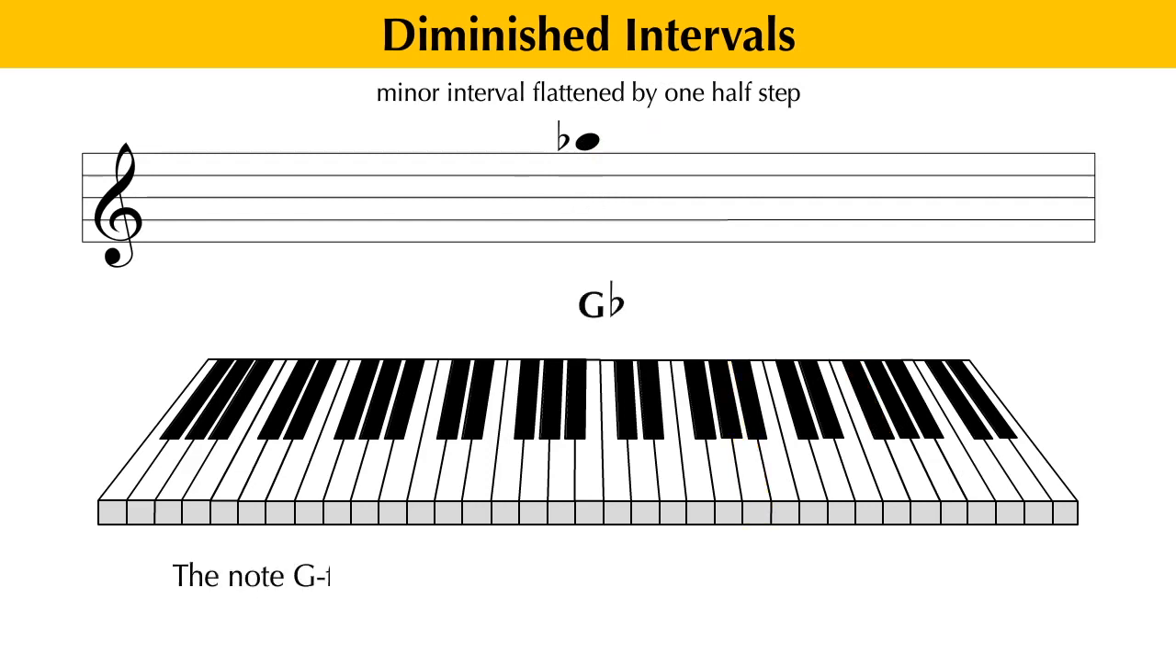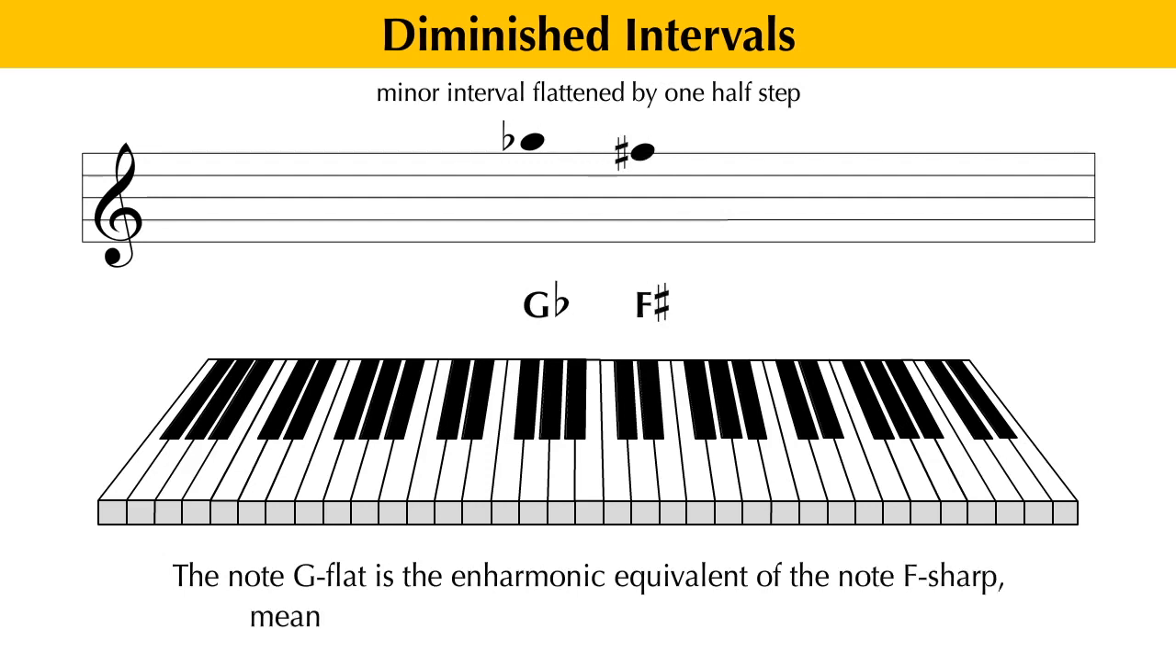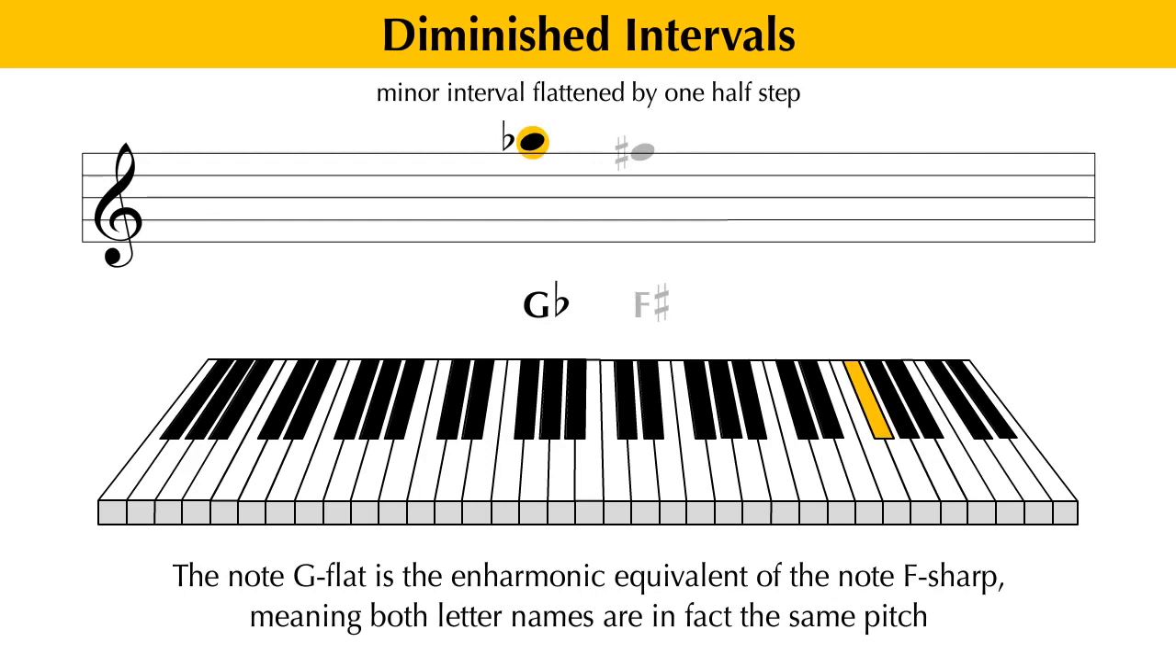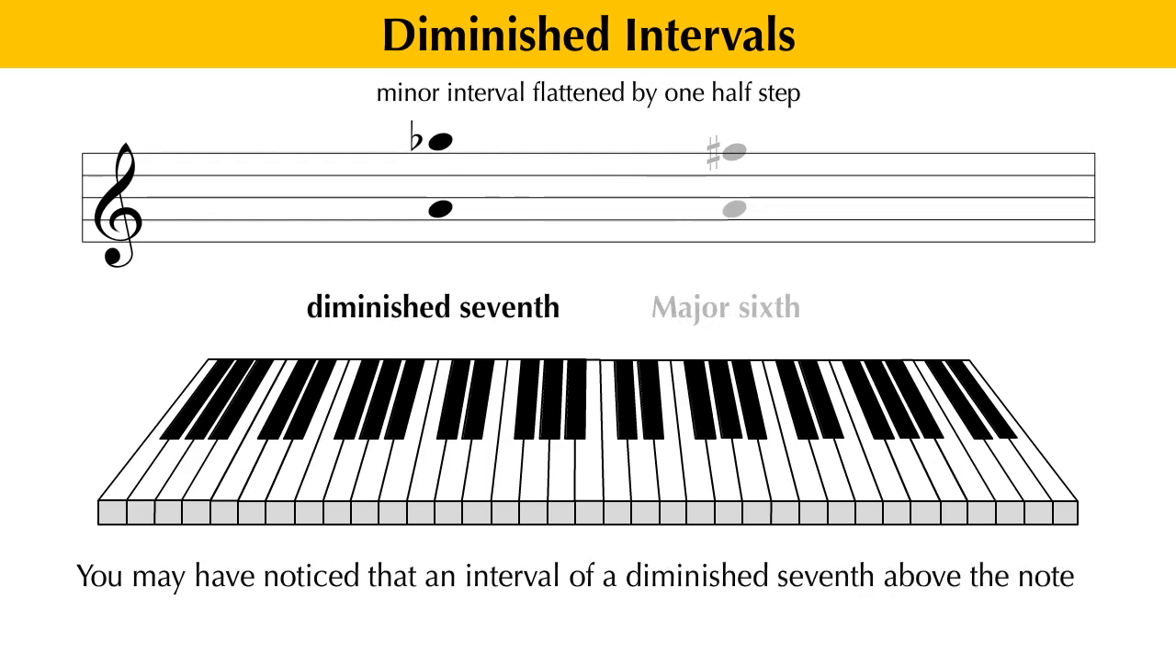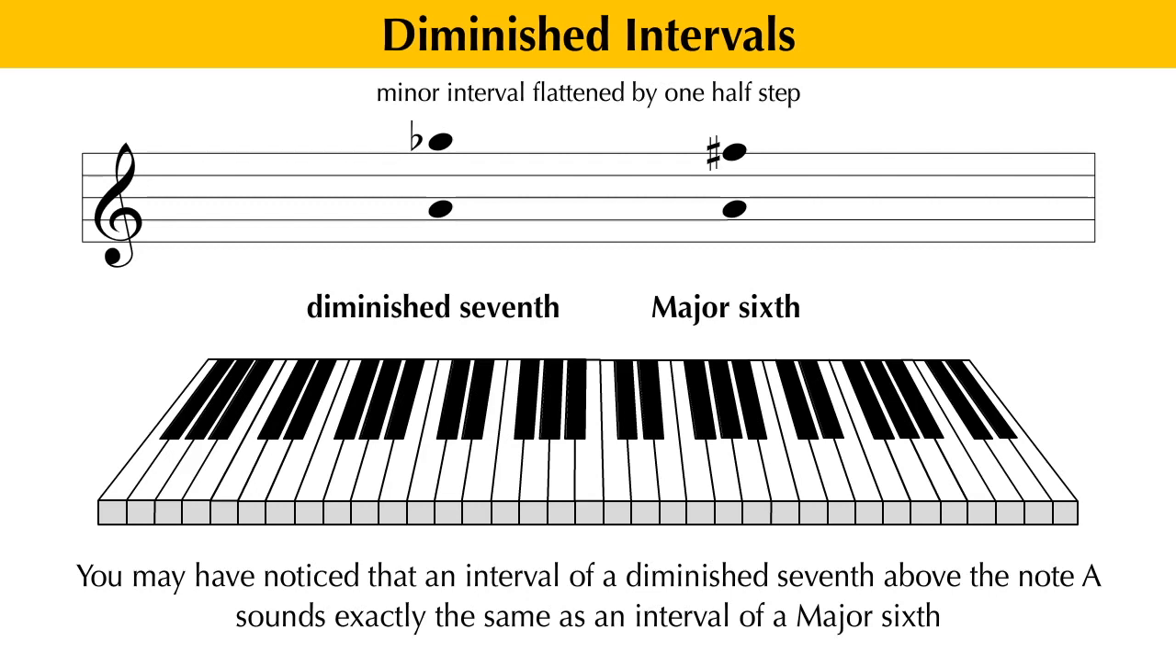Now, the note G flat is the enharmonic equivalent of the note F sharp, meaning both letter names are in fact the same pitch. Therefore, you may have noticed that an interval of a diminished seventh above the note A sounds exactly the same as an interval of a major sixth.